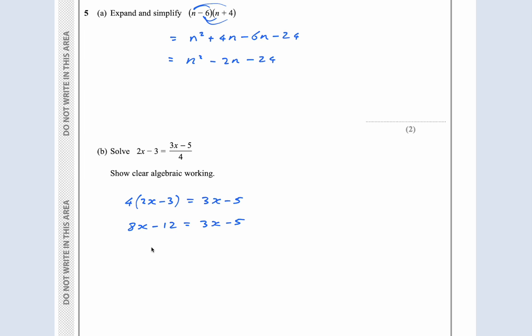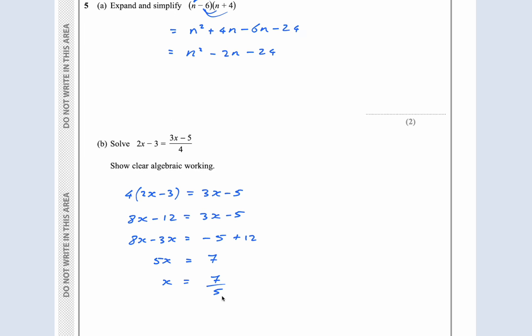Get the x's on the left, 8x minus 3x equals minus 5, and get the numbers on the right, plus 12. So subtract the 3x and add the 12. 8x minus 3x is 5x, minus 5 plus 12 is 7. So x is equal to 7 over 5.